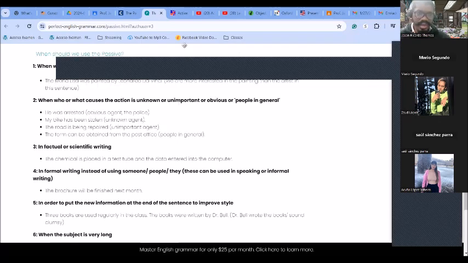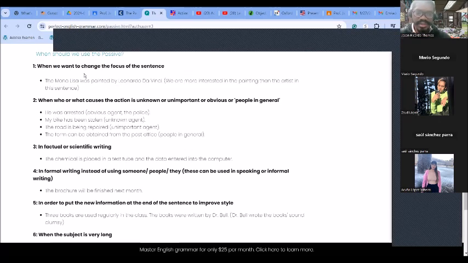We said 1, when we want to change the focus, we want to make sure that the action is more important. We practiced that already. We also don't want to mention the who. We practiced that already. Number 3.